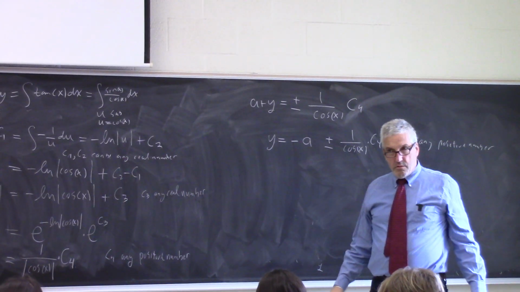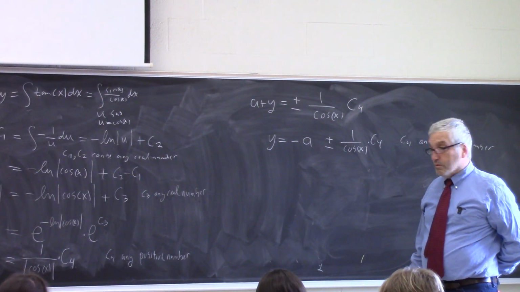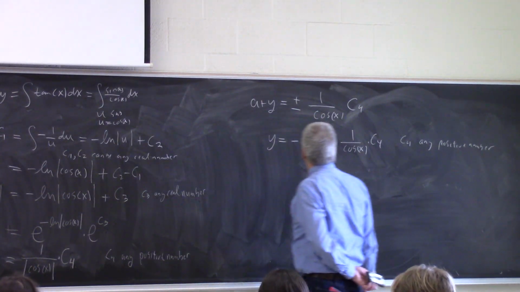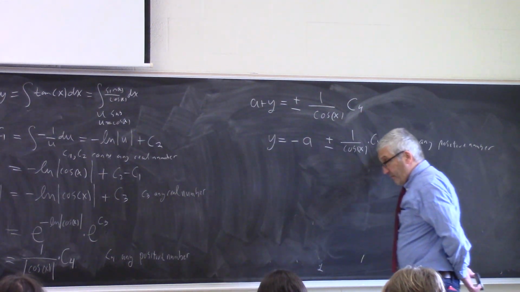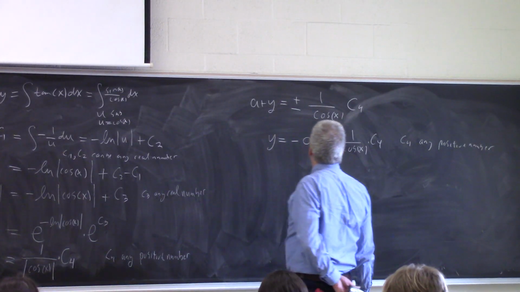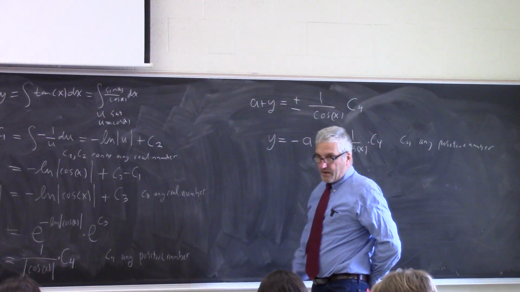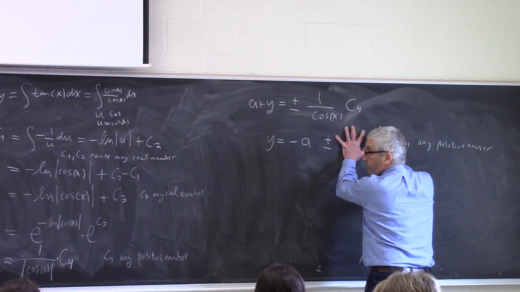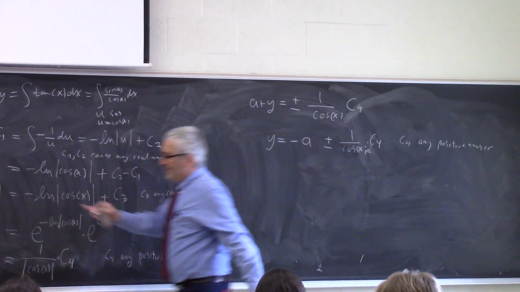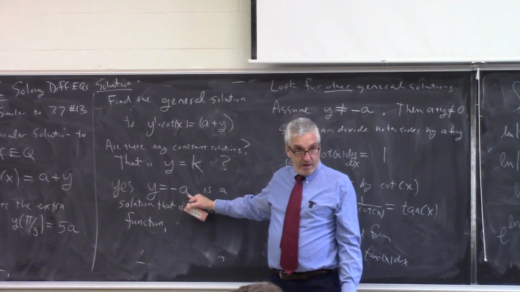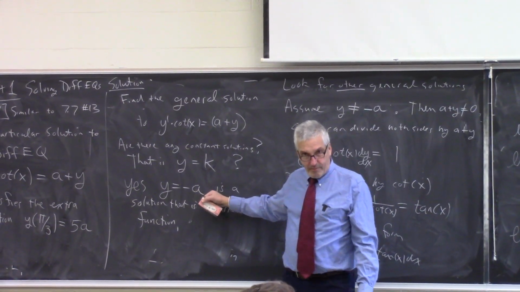Could C4 be 0? Well, no, I just said C4 has to be any positive number. But look, what if C4 were 0? We can't have C4 be 0 from what we just went through. But I could invent a new constant, C5, because I just like inventing constants. Because look, if this thing were 0, y would be negative a. That's actually one of our allowed solutions from over here. So here we found that y equals negative a is a possible solution. And then here we found all the solutions that are not that one.